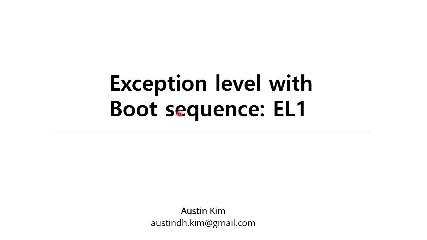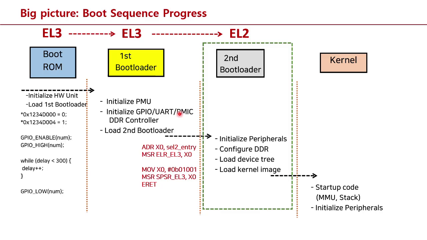As known in the previous lecture, we analyzed the boot sequence until exception level 2. Now, let's explore how the boot sequence can be continued at exception level 1. As you know, after power on, the boot ROM will start to execute at exception level 3, and then a transition happens from the boot ROM to the first bootloader.